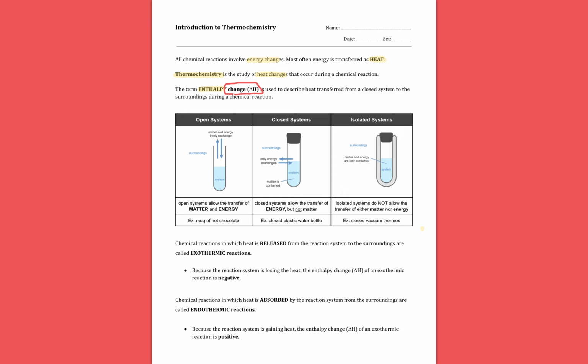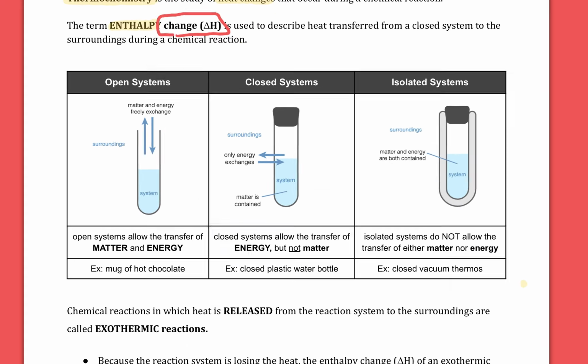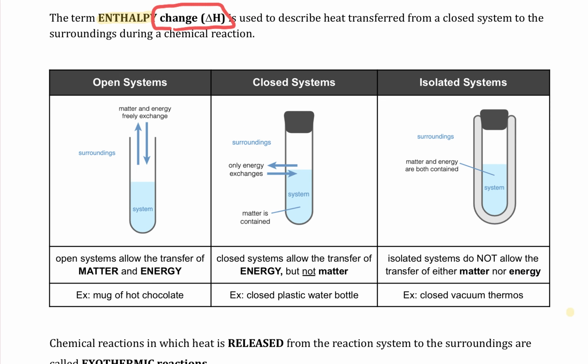So let's just really quickly define those terms. The system are the chemicals that are interacting in a chemical reaction, and the surroundings are everything outside of that reaction system. So if I had a solution in a test tube, the chemicals in that solution are the system. The glass test tube is the surroundings, the air surrounding is the surroundings.